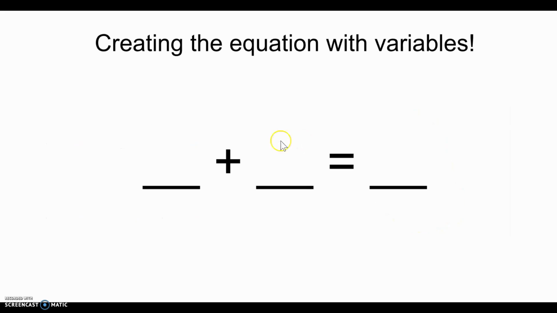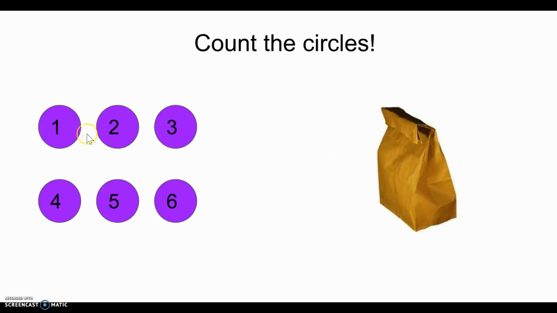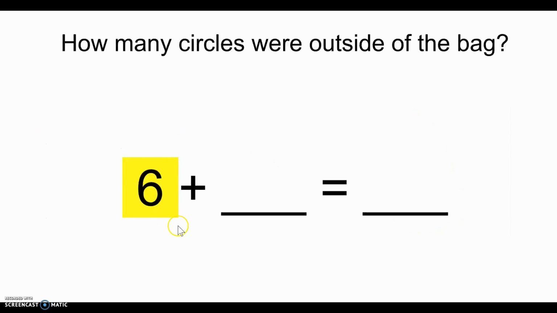In the next slide, we have a setup of an equation with empty spaces. So we are going to fill in the spaces by adding a number as well as 2 variables to create an equation that is based on this image. So let's count the circles. We have 1, 2, 3, 4, 5, 6 circles. That will help us to put into our equation the number that we know.